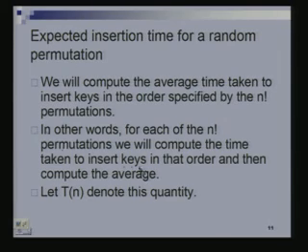So to summarize, for each of the n factorial permutations, we will compute the time taken to insert the keys in the order specified by that permutation, and then we will compute the average. The average is computed over the n factorial permutations. We will denote this quantity by T of n. Whatever this value is, that will be T of n. Everyone with me?